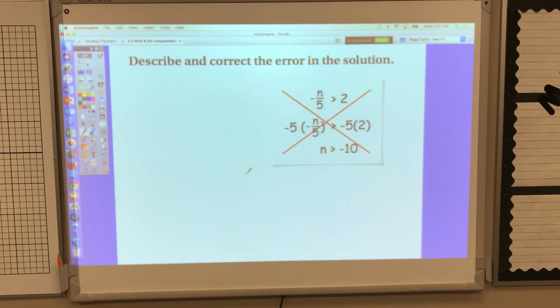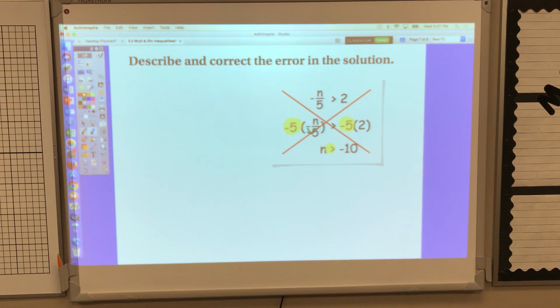Okay. So let's look at this problem right here. Describe and correct the error in the solution. If I'm looking at the original problem, this one has that negative out front, so negative n over 5 is greater than 2. What they did on both sides, again just like I did, but they didn't show that step, is they moved that negative to that denominator. It goes with the bottom of that fraction. So they multiplied both sides by a negative 5, and since that number is negative, they needed to flip their sign. And that's what they forgot.